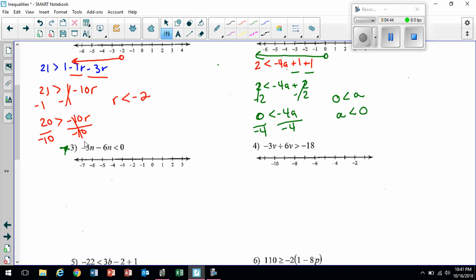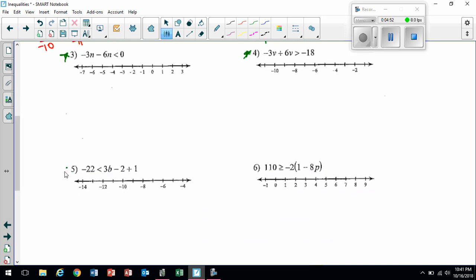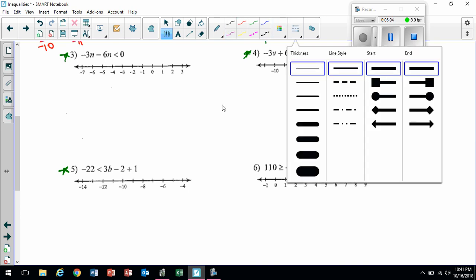You should be able to do 3. You should be able to do 4. You should be able to do 5. And now I'm going to come to the one with the parentheses. Remember, parentheses means what? We have to distribute. Yay! I'm so excited.